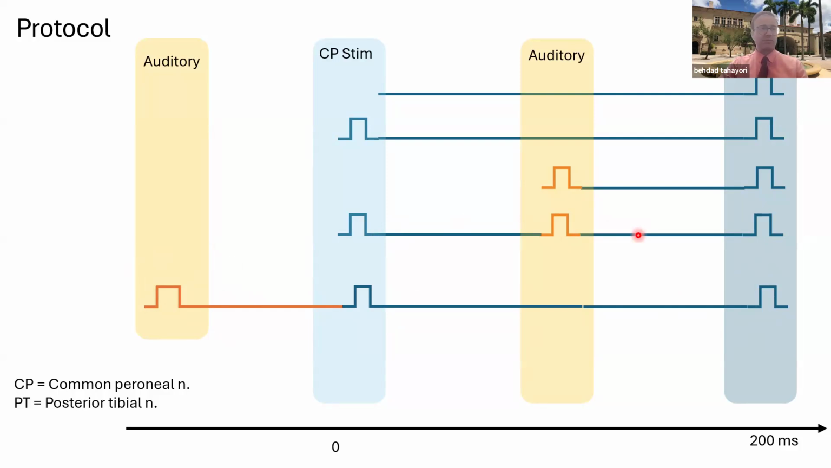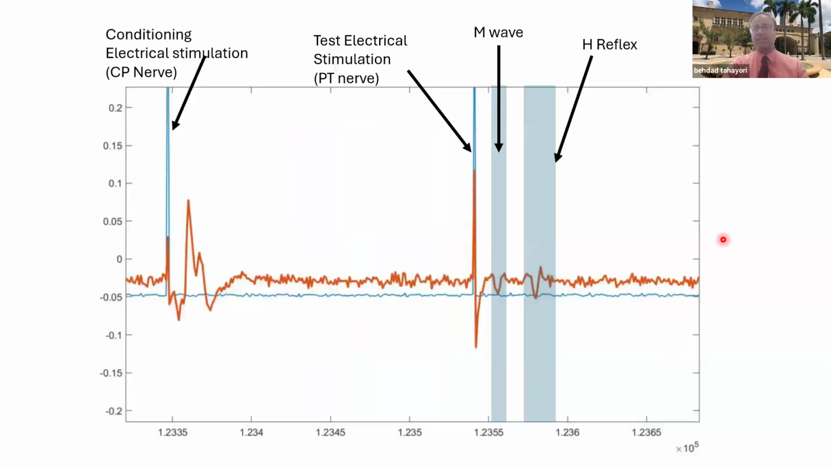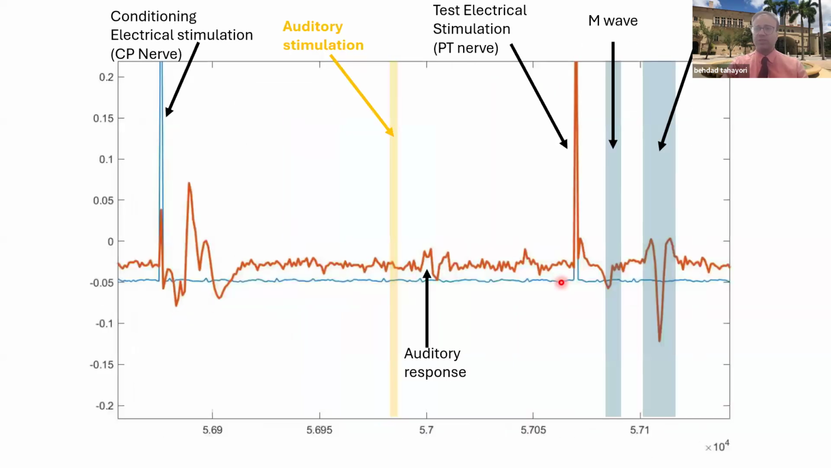Some sample data, as you can see here. This is electrical stimulation. This is H-reflex, the one that we are looking for. This is muscle response. So this is a control condition. This is common peroneal nerve stimulation, 200 milliseconds prior to the H-reflex. And as you can see here, we were expecting this one. It reduces the amount of H-reflex, as can be seen here.